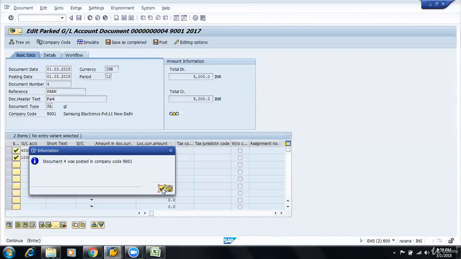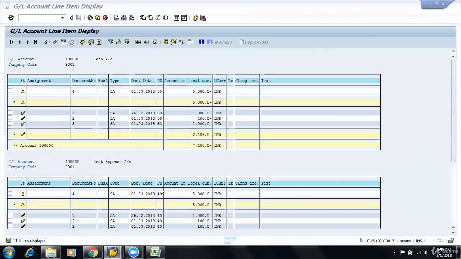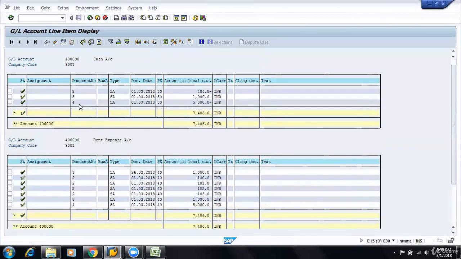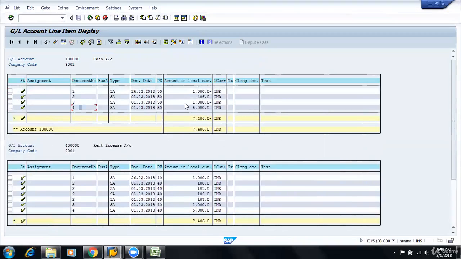All right. Let's see in my GL reports now. I just refresh it. What happens? Look, now 4 appears as a regular posted item among other items which were posted earlier. There is no yellow marked pyramid here stating that it is a parked document. This is now a completely posted document.